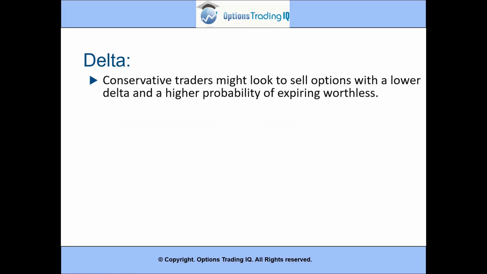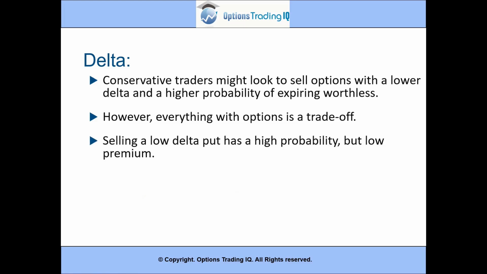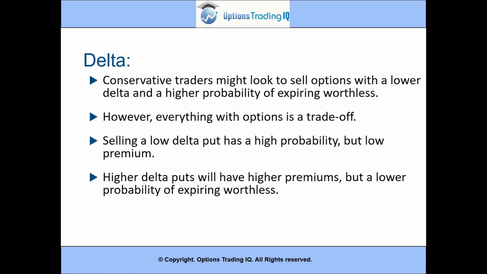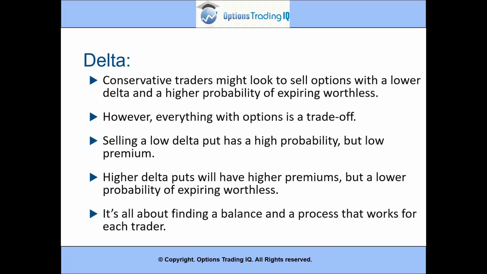Conservative traders might look to sell options with a lower delta and a higher probability of expiring worthless. However, everything with options is a trade-off. Selling a low delta put has a high probability but low premium. Higher delta puts will have higher premiums but a lower probability of expiring worthless. It's all about finding a balance and a process that works for each trader.